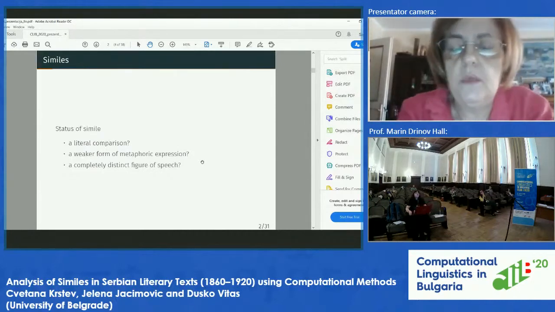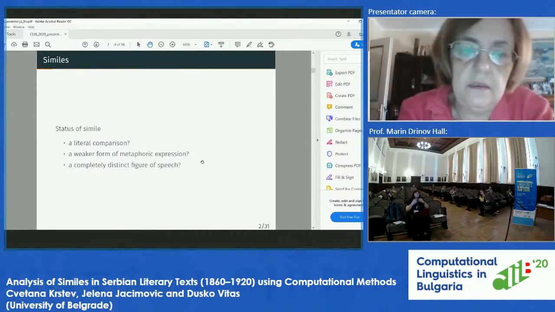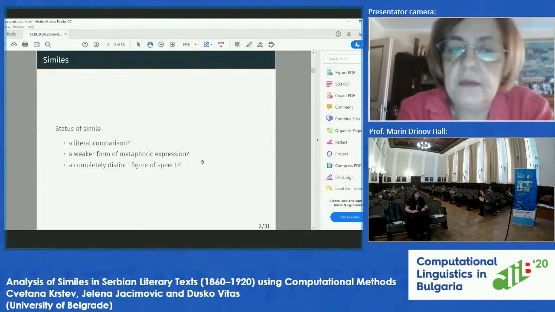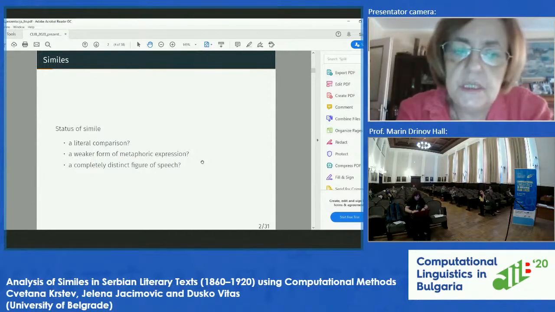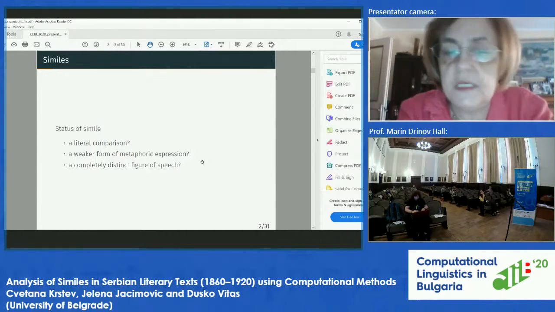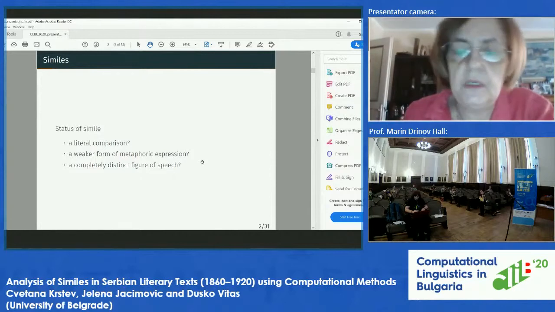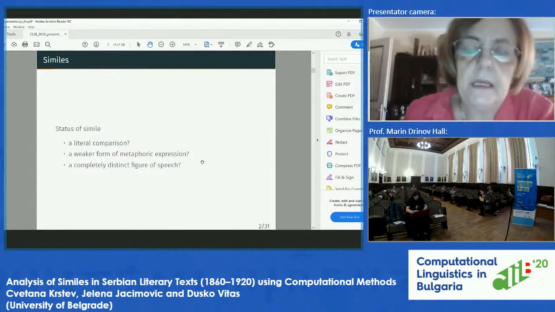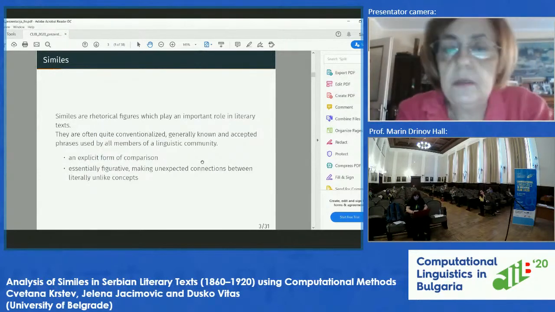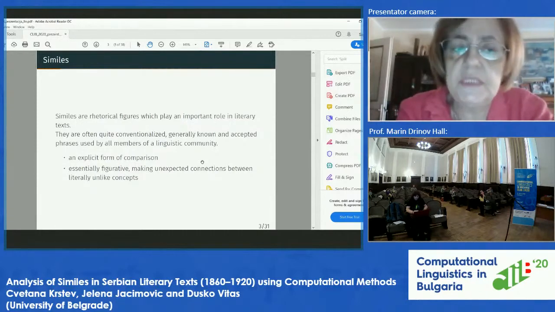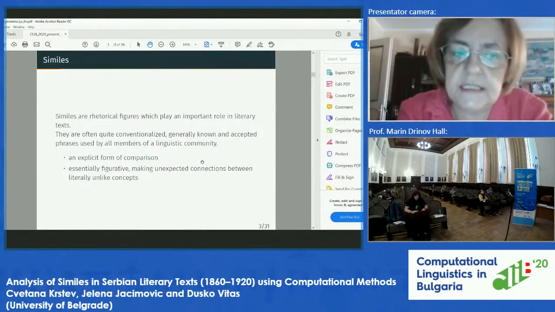Well, what are these simile figures? Are they literary comparisons, a weaker form of metaphoric expression, or a completely distinctive figure of speech? That is something that literary specialists are discussing. But what is important to say is that this is one rhetorical figure which plays an important role in literary texts.